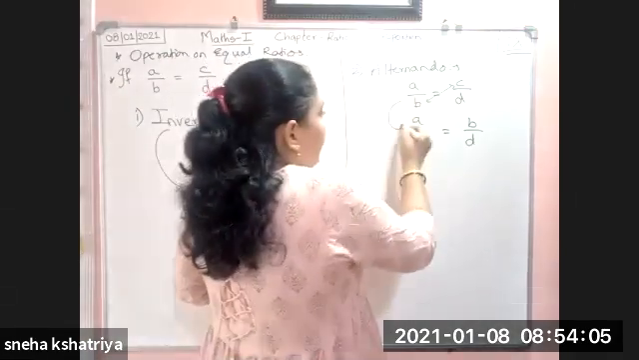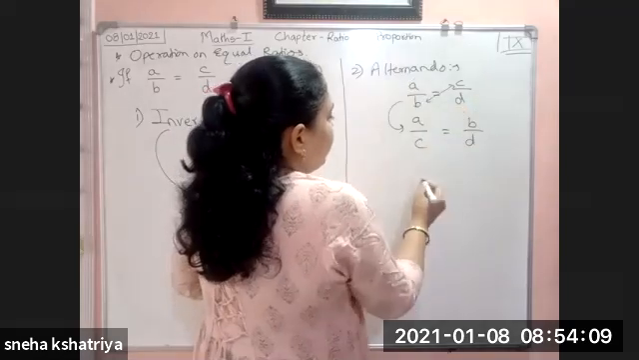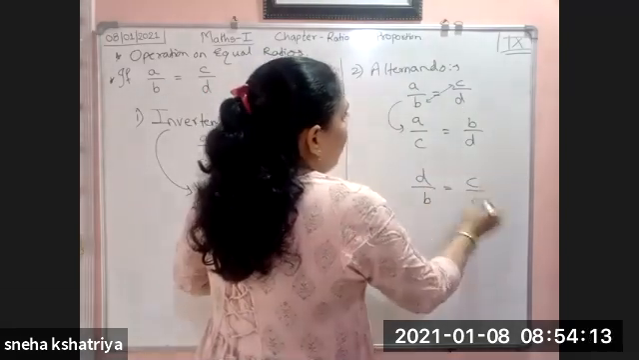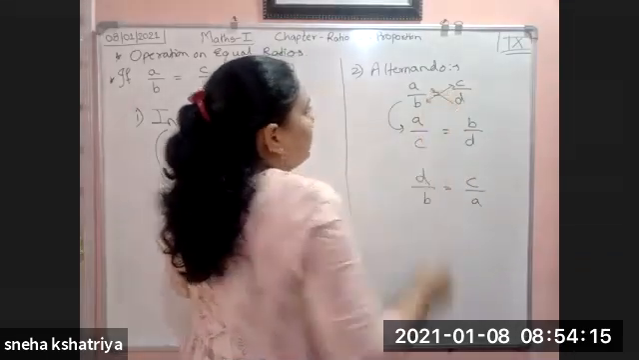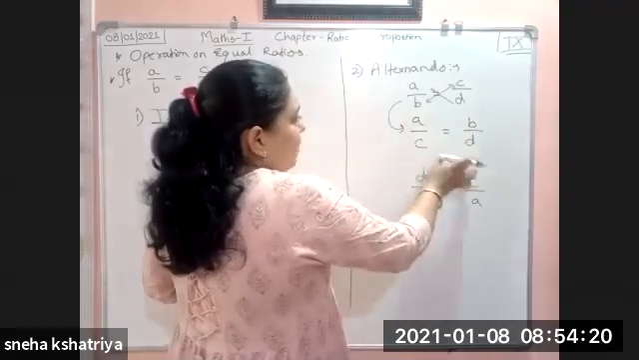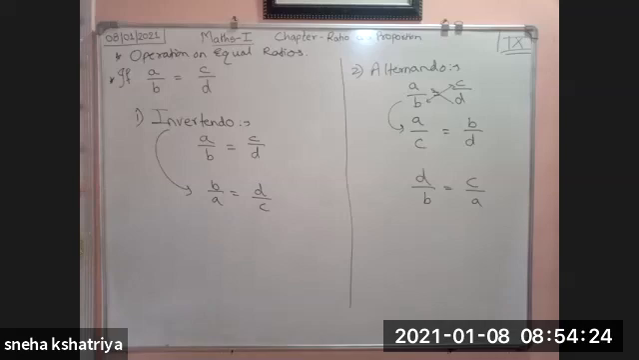In one step we can do it like this, in another step we can do it like this also. D we will shift here, D upon B is equal to C upon A. In one step we have shifted this one. So whichever pair you have to shift, you can shift. If such an operation is carried out, then it is called alternendo.